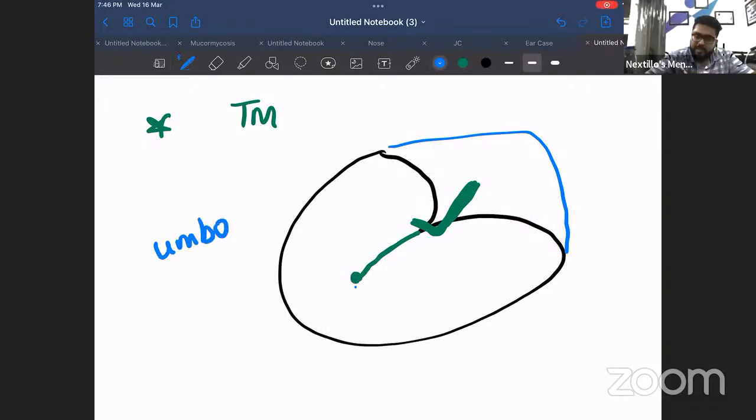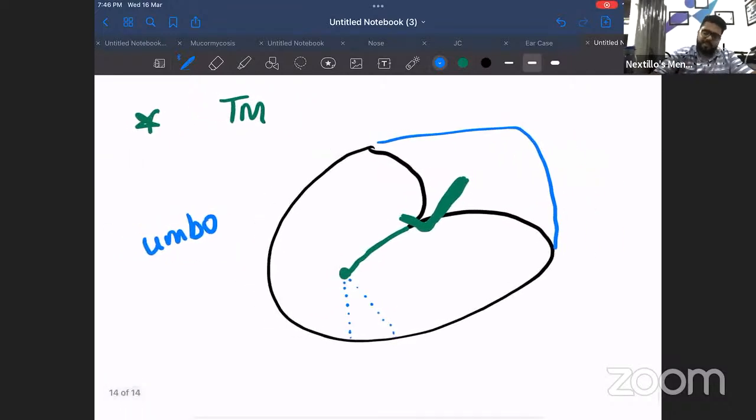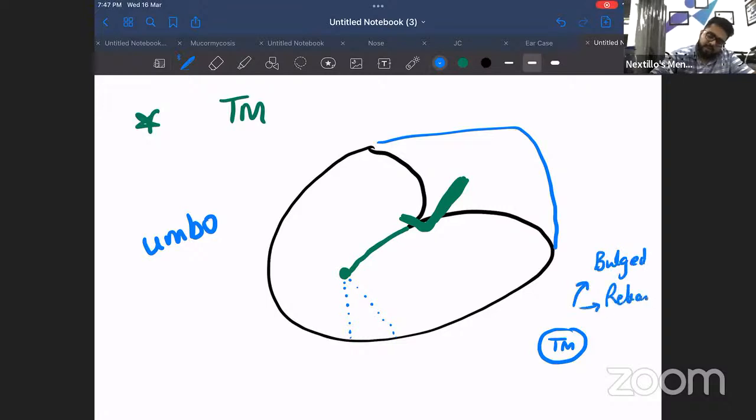Whenever we examine the tympanic membrane, we can see a cone of light in the anterior inferior quadrant. This cone of light helps us in telling that the orientation of the TM is normal. Whenever the tympanic membrane is either bulged or retracted, either pushed out or sucked in, in both scenarios this cone of light will be lost and will not be present.